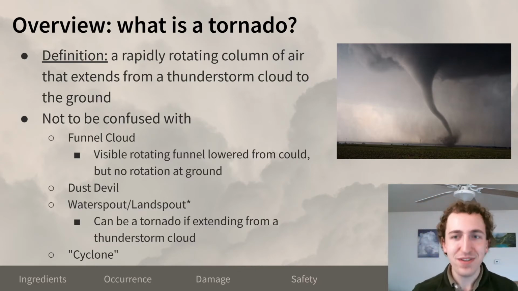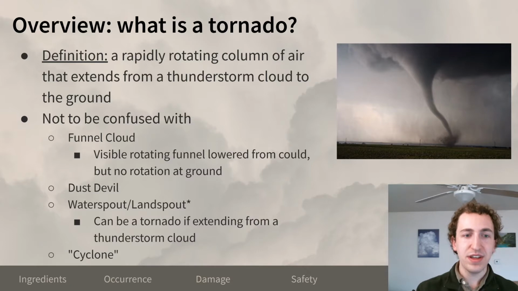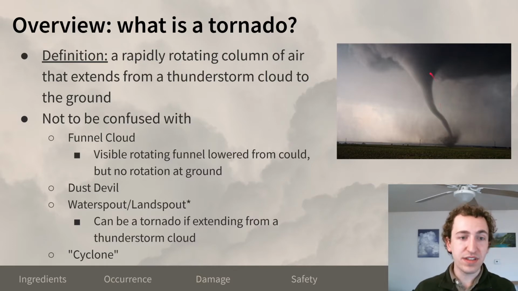What is a tornado? Definition: a tornado is a rapidly rotating column of air that extends from a thunderstorm cloud to the ground. Typically, you can see this rotating column of air because the low pressure causes condensation of water vapor. So you get what we call a condensation funnel that you can actually see. But the tornado itself is actually the full rotating column of air that's in contact with the ground and the thunderstorm cloud. So some things to not be confused with right off the bat.